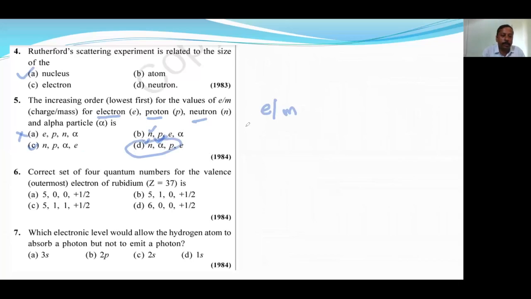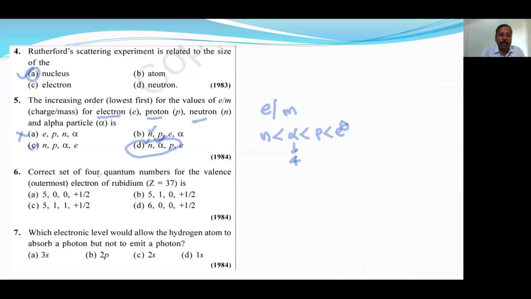What is the answer? Neutron less than alpha, because of the 4 unit mass. Proton is 1 unit charge, 1 unit mass. Then proton, then electron. Therefore, fourth question, A option is correct. Fifth question, D option is correct.